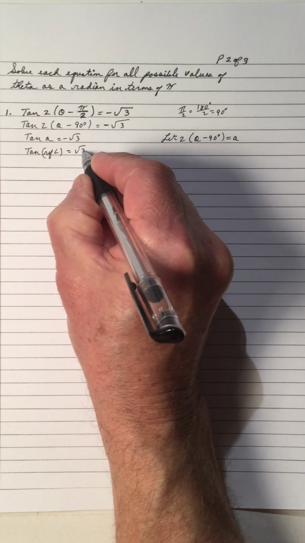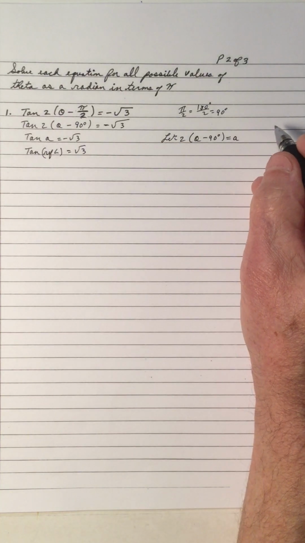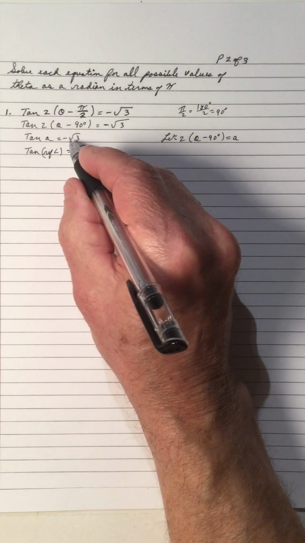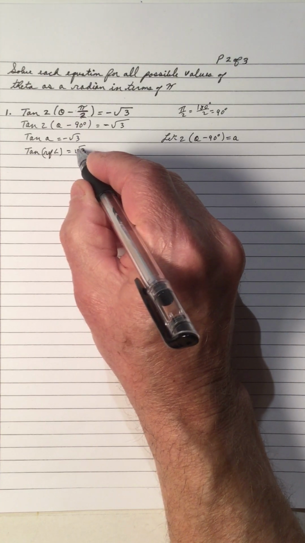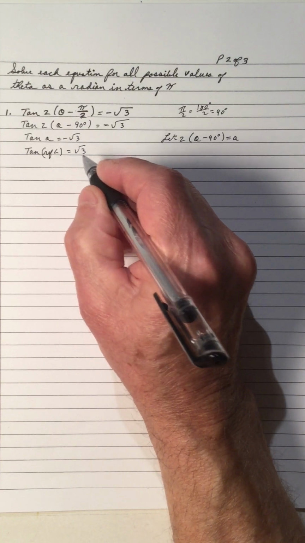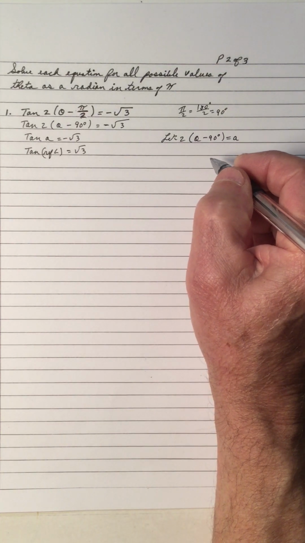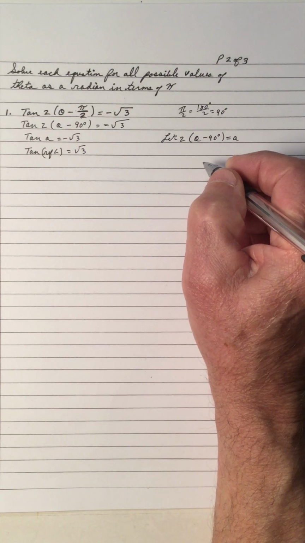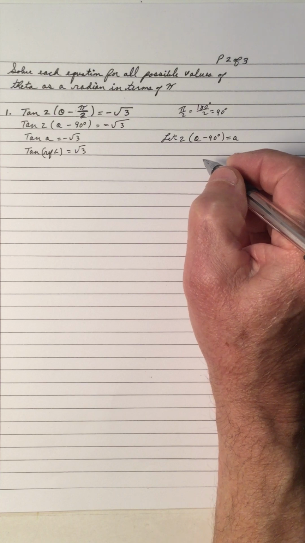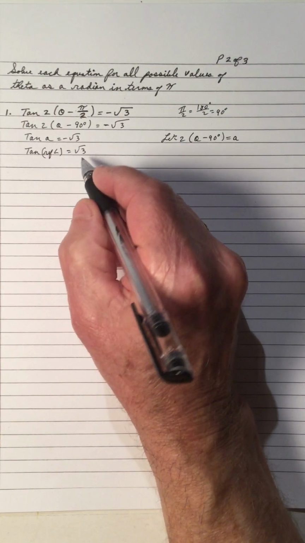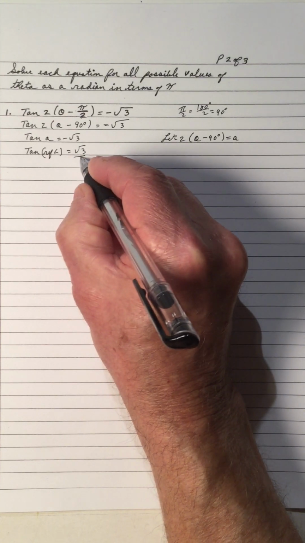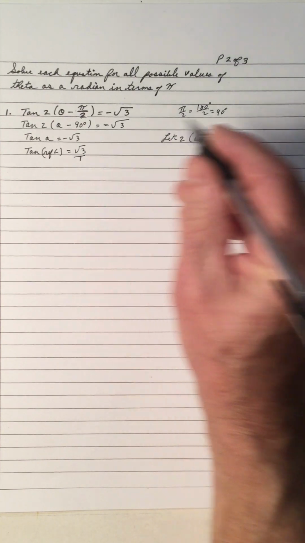So the tan of the reference angle is root 3, because the reference angle is when you take whatever number you have here and make it positive. Every angle in the first quadrant is the reference angle, and every function is positive in the first quadrant. So the tan of the reference angle is root 3.